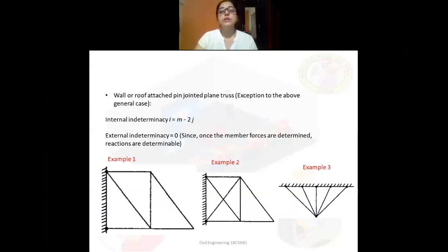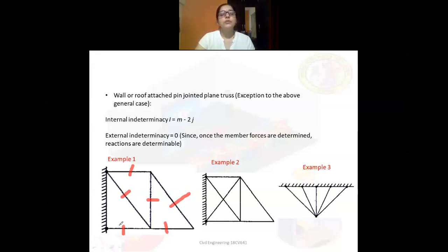So internal indeterminacy in case of a wall or a roof attached to a plane truss, you can use the formula m minus 2j. Then external indeterminacy is 0, since once the member forces are determined, reactions are determinable, right? So what happens here is m is the number of members. In this case, the number of members is 1, 2, 3, 4, 5 and 6. You should not consider the wall side. Where hatch is given, no need to consider that.